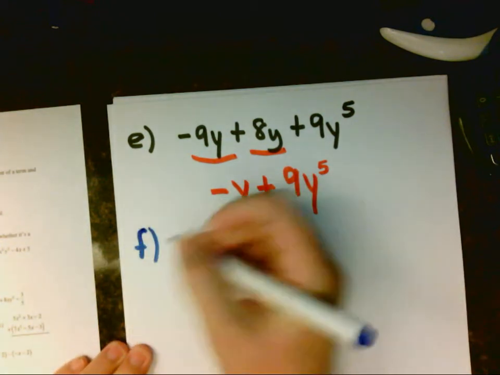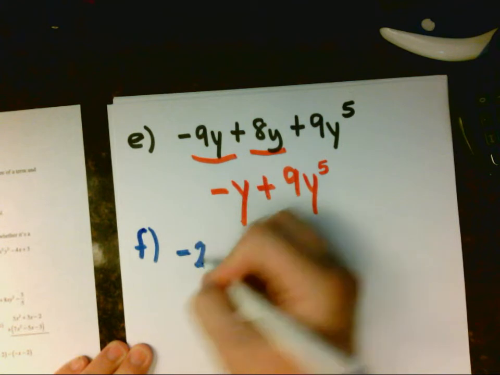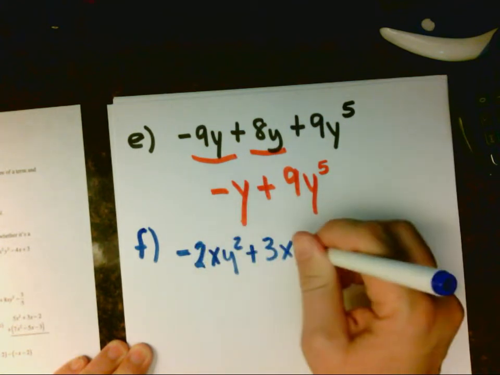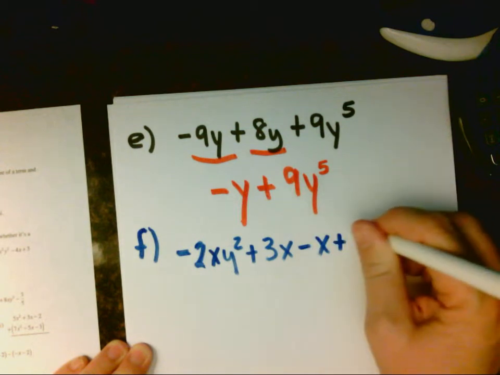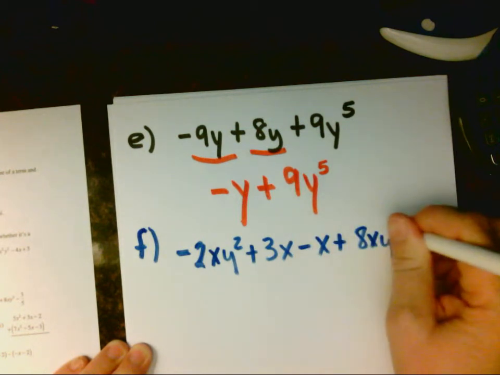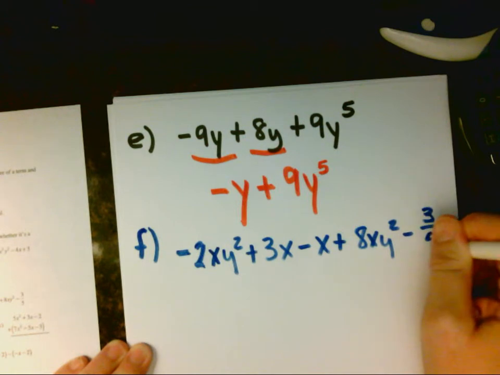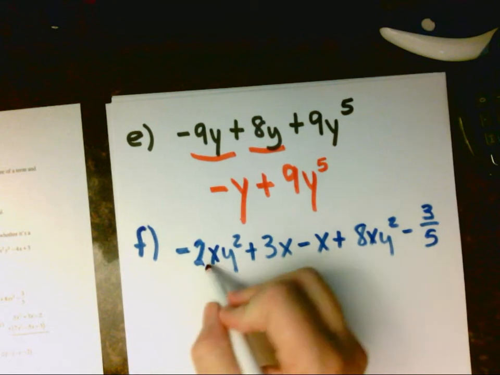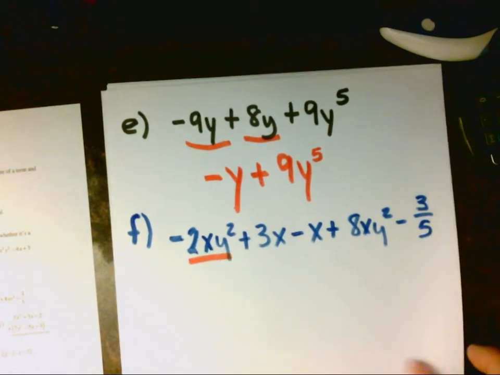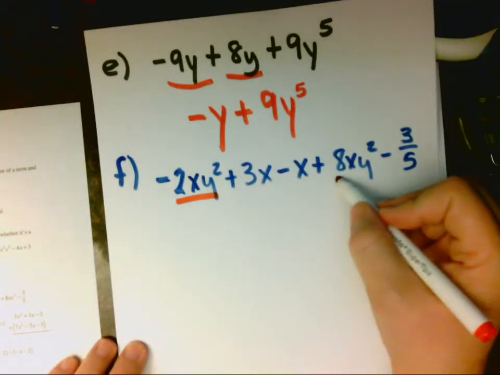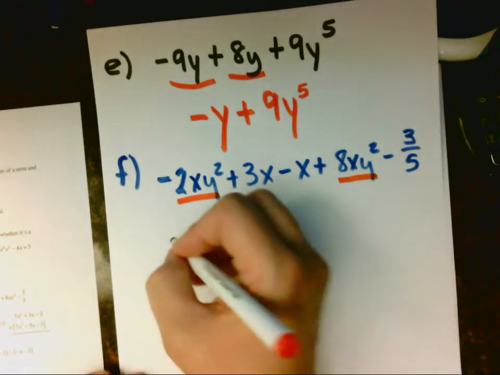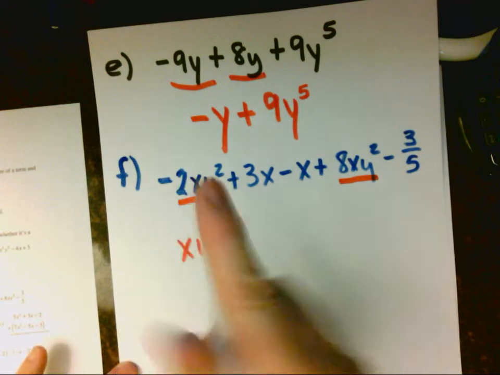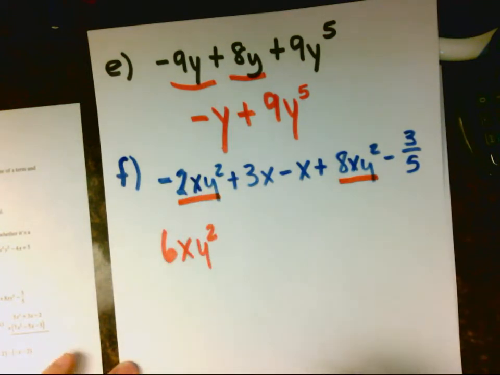Now we move to F. It doesn't look too nice. These are the lecture notes that are posted on Blackboard. Okay. I'm going to start with the ugly xy squareds. Do I have any others that are exactly the same like terms? Xy squareds, yes. Now, how many of these xy squareds do we have? Let's see. We have 8 minus the 2 gives us 6 of these.